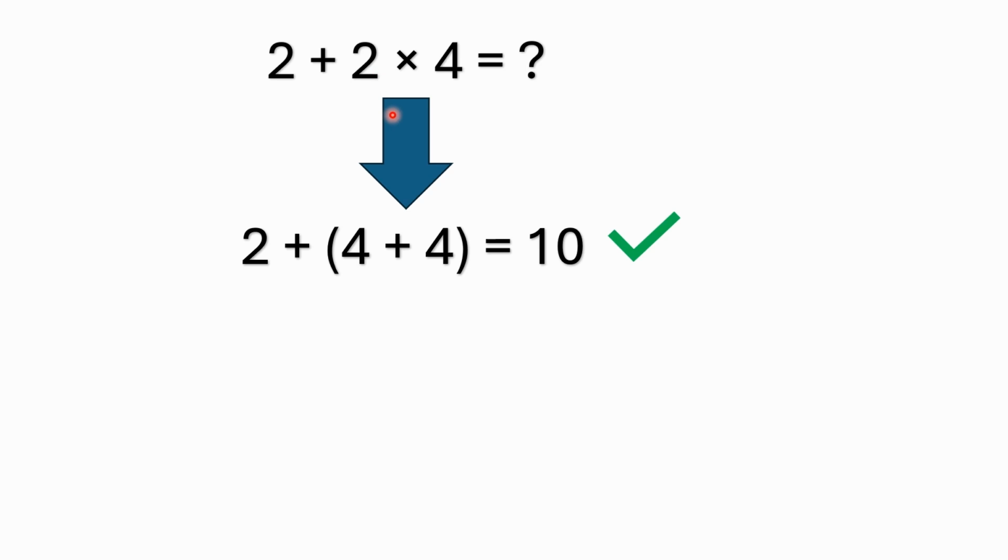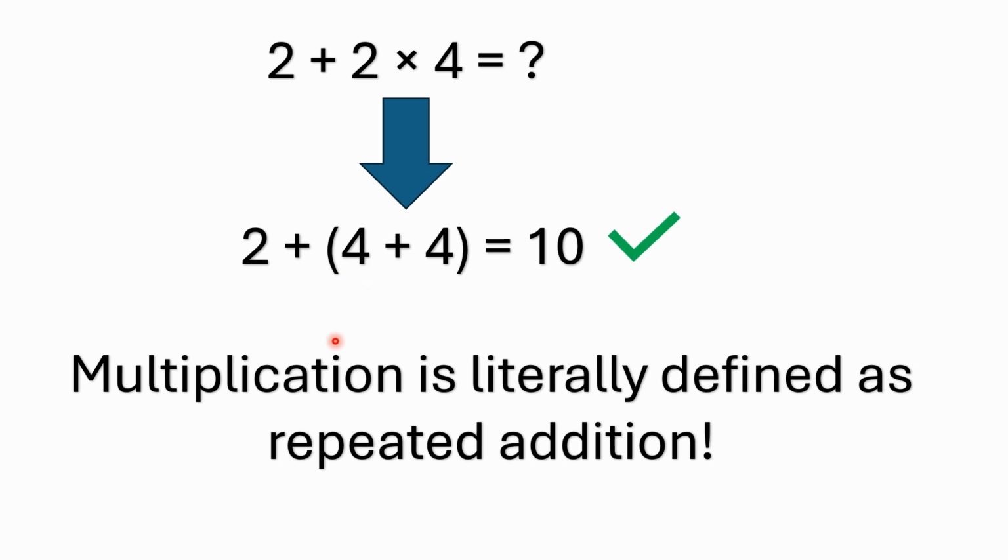2 times 4 is either the same thing as adding 4 twice, or it's really the same thing as adding 2 4 times. You could actually rewrite that as 2 plus 2 plus 2 plus 2 plus 2, and that would also equal 10. 2 times 4 is literally the same thing as adding 2 4 times. You can replace the multiplication with the equivalent addition, and you're still going to get the same answer. Multiplication is literally defined as repeated addition.